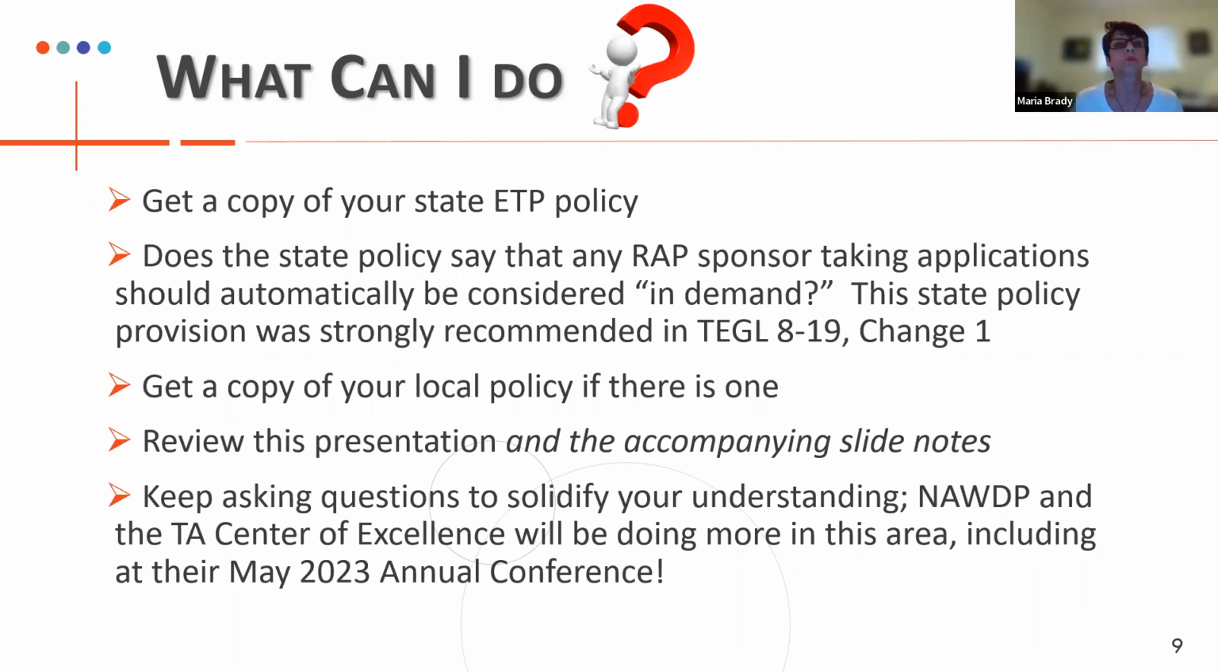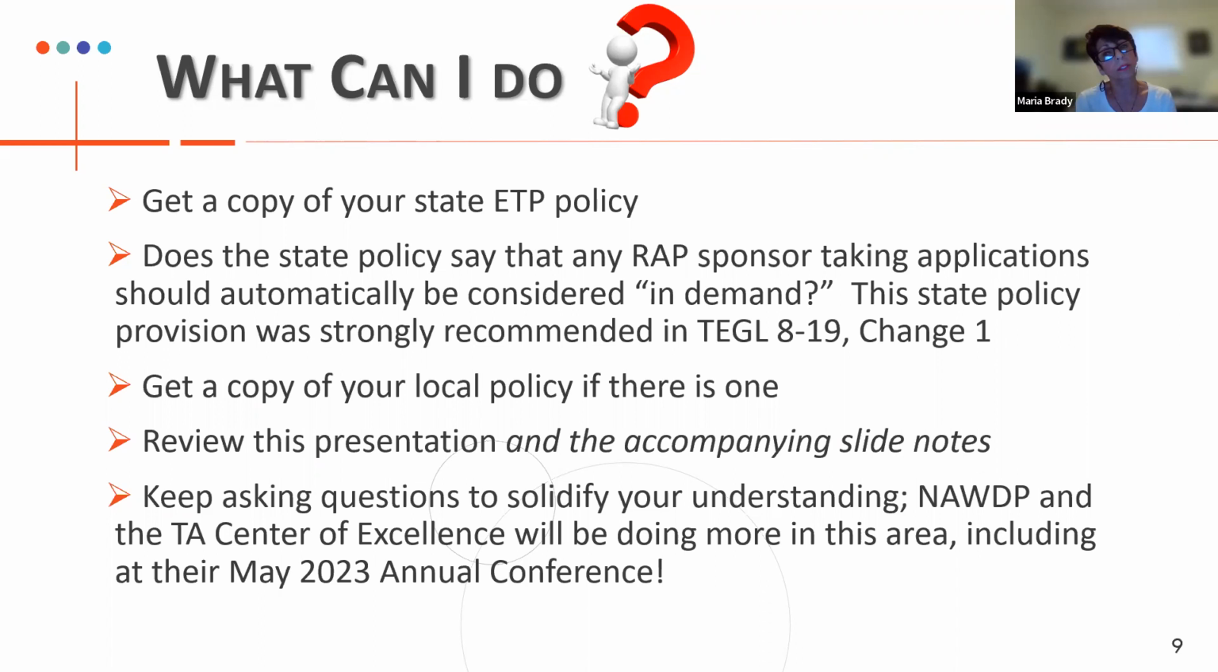What can you do? Well, first off, you need to get a copy of your state's eligible training provider policy. Okay. Does the state policy say that a sponsor taking application should automatically be considered in demand? We said that in TEGL 8-19 change 1. And by the way, I mentioned that TEGL 8-19 is a policy that pertains to all Title I training providers. TEGL 8-19 change 1 pertains only to registered apprenticeship programs.